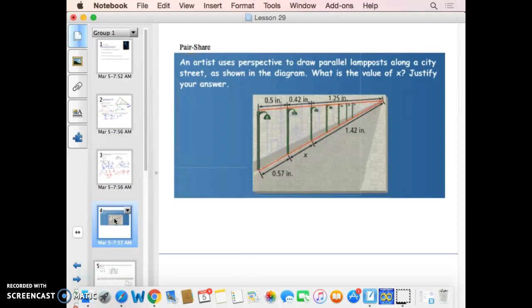All right, well, when I worked it out, I just basically used the side splitter theorem. And I said that 0.5 over 0.42 is going to equal, and I started with 0.5, so it's going to be 0.57 over x. And then again, you would just cross multiply. 0.5x equals 0.42 times 0.57. And again, I don't have my calculator on me, but you could work it out and figure out what the answer is there.